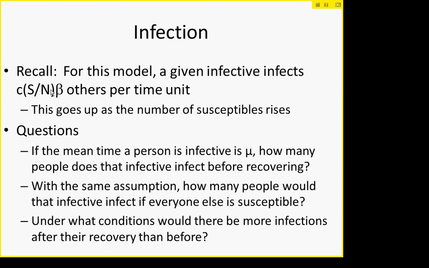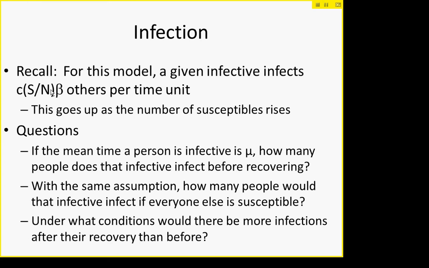So if they're dealing with a situation where they're surrounded by totally susceptible people, if what is greater than what? If C times beta times mu is greater than one. And if it's less than one, then they're not, on average, going to replace themselves with one person, then the infection is going to be dying down, right?